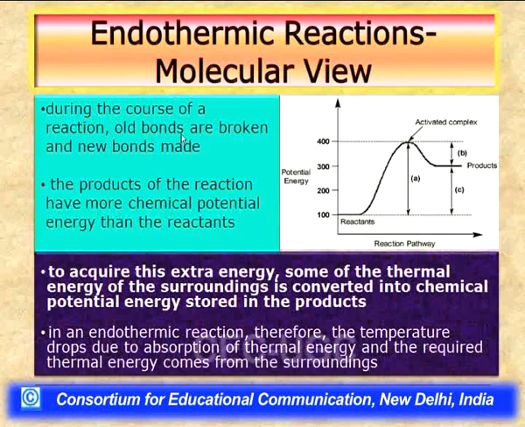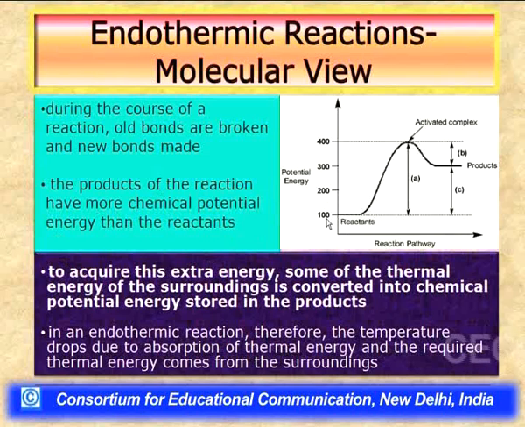To consider this, let us see what happens in a reaction. When a reaction occurs, during the course of a reaction, what happens? Some bonds are broken, the bonds which are present in the reactants, and new bonds are formed. Those bonds are formed which lead to formation of product species. The products of the reaction have more chemical potential energy than the reactants.